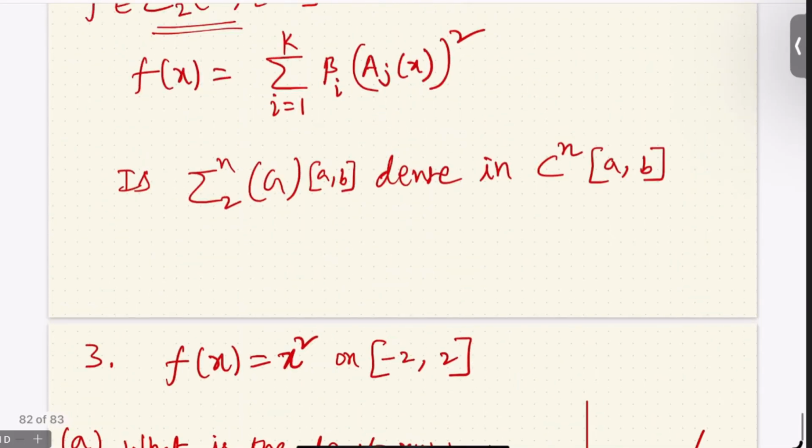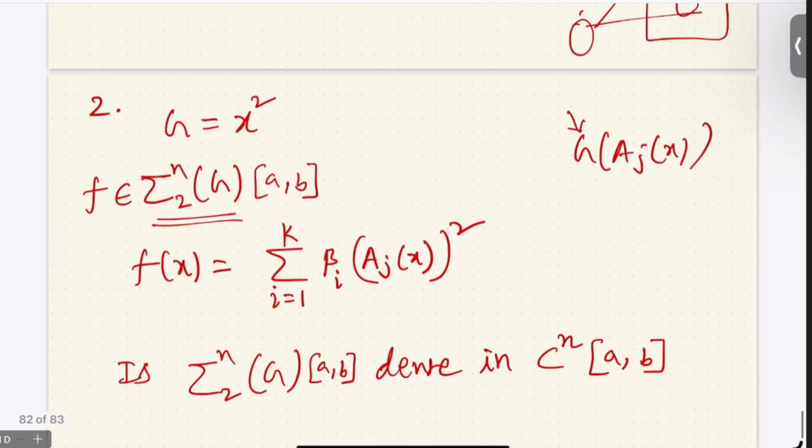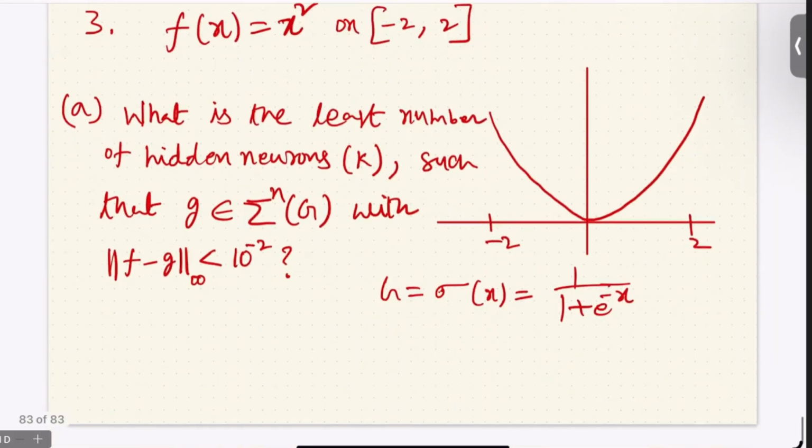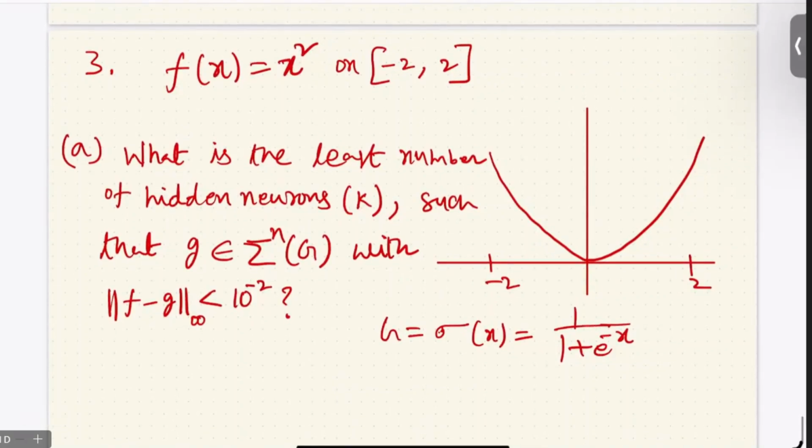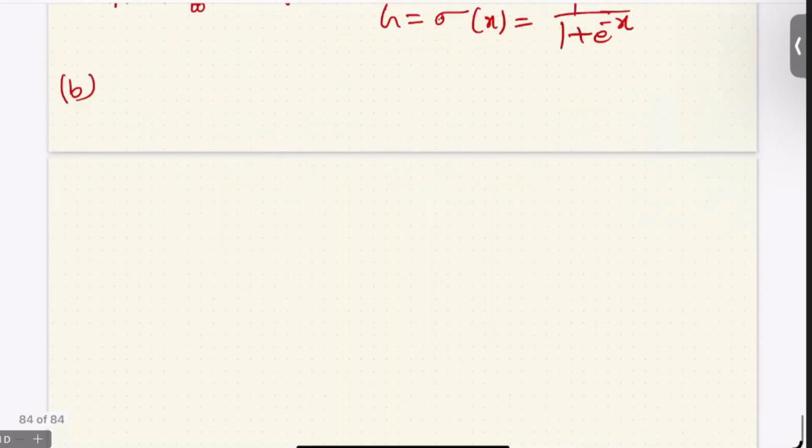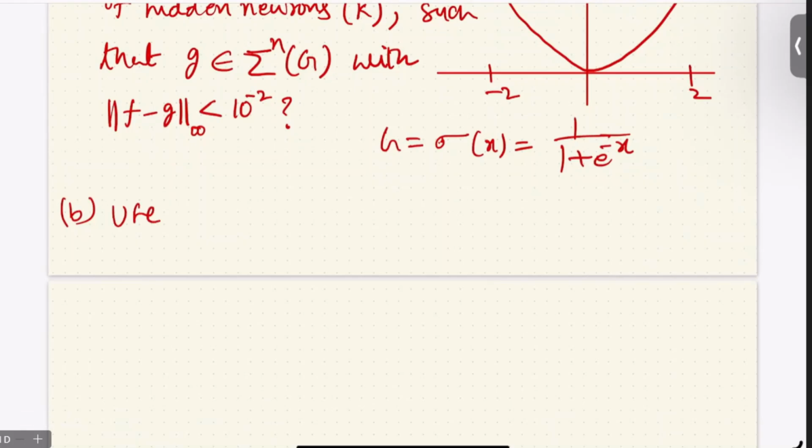F of x equal to x square. Here, this x square is different. I just kept it as g equal to x square to say the denseness. This is not the target function. This is an activation function. I am choosing it as x square. Why can't you try using this activation function x square to approximate this x square? You can try that. Use G equal to x square.